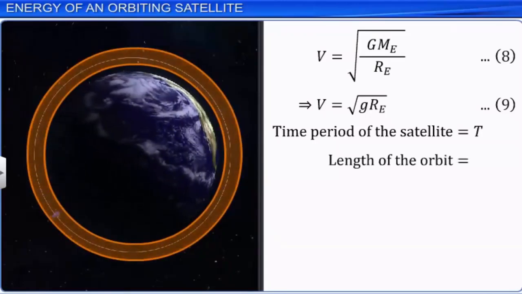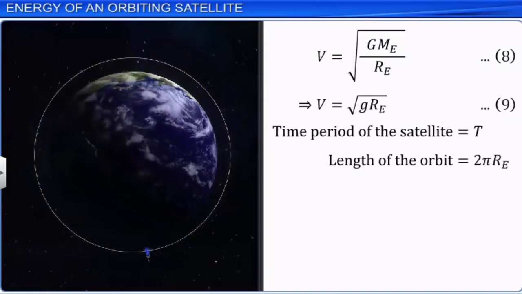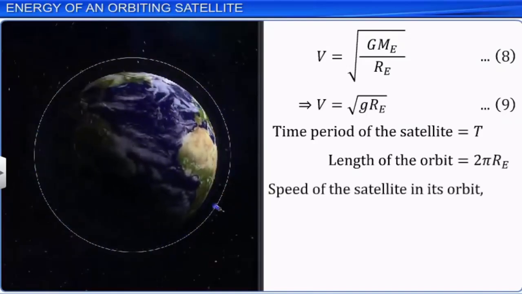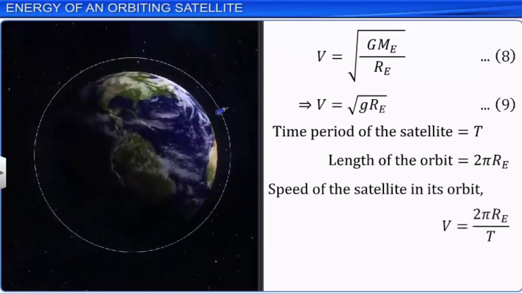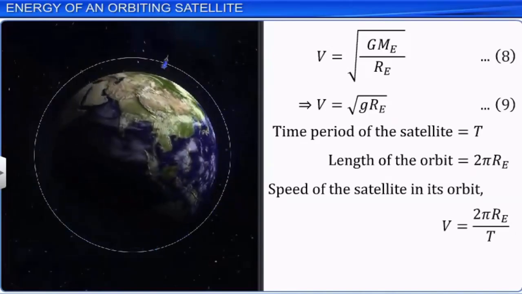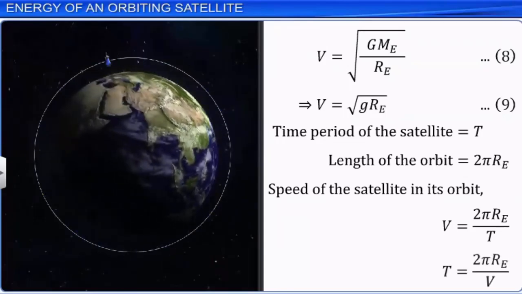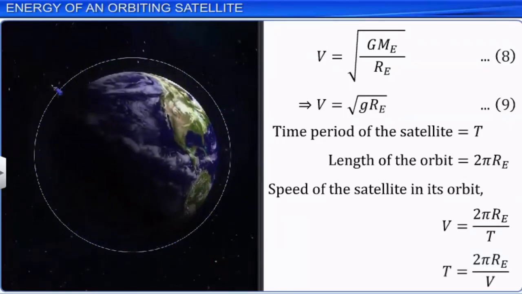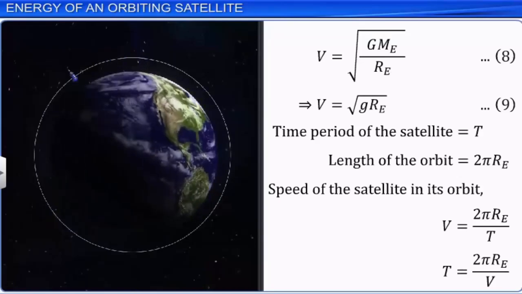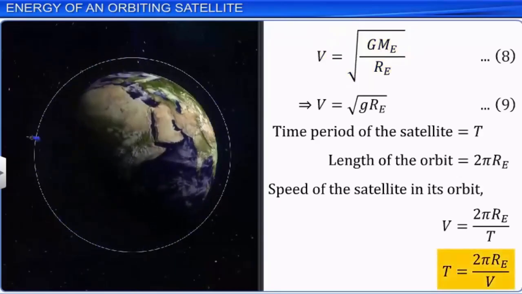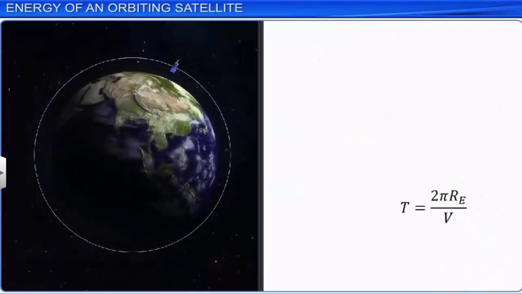On rearranging the expression, you get the time period as T is equal to 2 pi RE divided by v. Substituting the expression for v from equation 8 in this expression and simplifying, you get the square of the time period proportional to the cube of the radius of the orbit. This expression shows that it is in compliance with Kepler's third law.